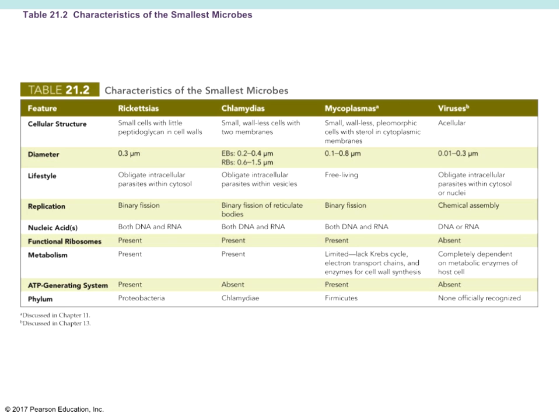And here we have a comparison of some of these smallest microbes between Rickettsias, Chlamydias, Mycoplasmas, and viruses. Rickettsias and Chlamydias and Mycoplasmas are all cellular, and then viruses are the only ones that are acellular. So we kind of have a look at that.